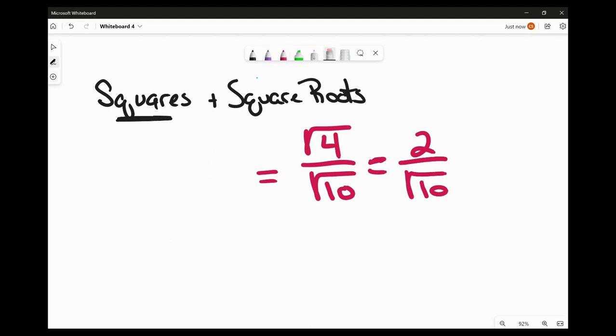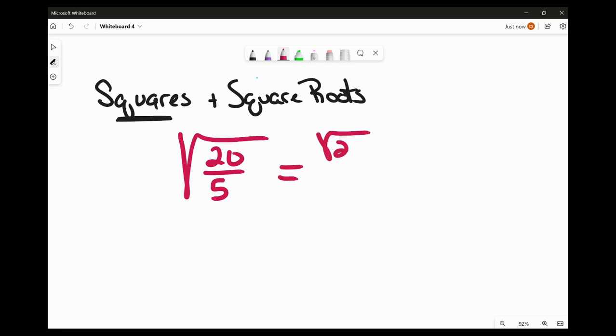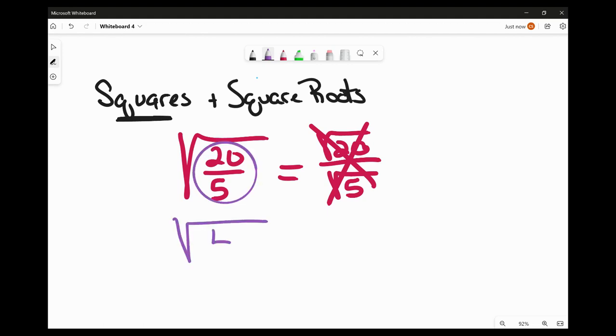Now, another example would be something like this, where we might have a fraction that looks like this: 20 divided by 5. Okay, and if you rewrite it like this, it doesn't help at all, because we don't know the square root of 20 and we don't know the square root of 5. So that's not helpful. However, we could do the math here, and we could do 20 divided by 5, which we know is 4, and we do know the square root of 4, which is 2. And we can do it that way.